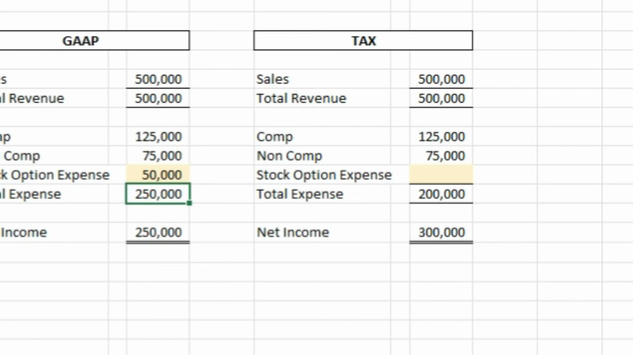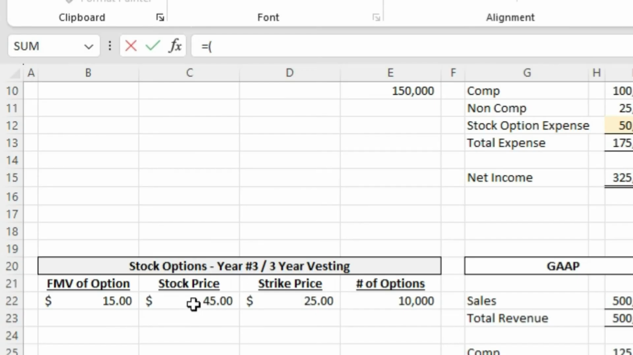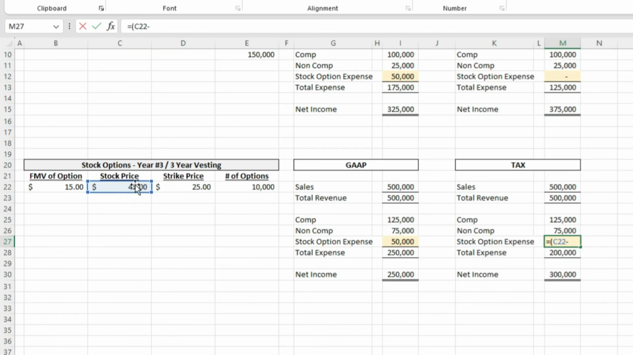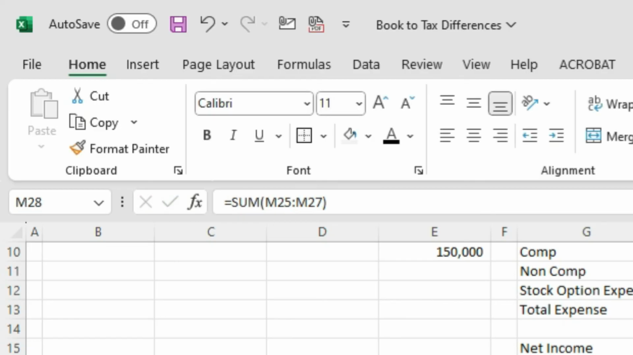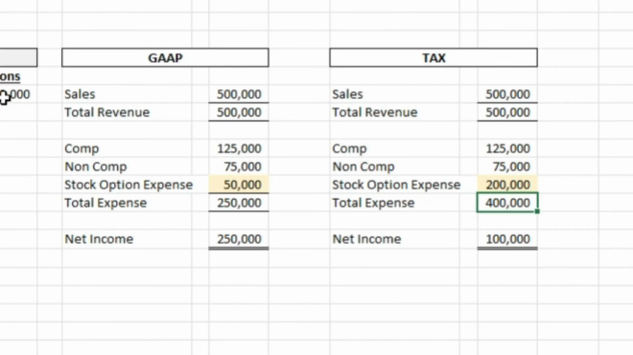So in this scenario, from a tax standpoint, we're going to take our stock price of $45, our strike price of $25, and we're going to multiply the difference, the delta between the stock and the strike price, times 10,000 options. That's the taxable income to the person exercising. This is the stock option expense from a tax standpoint for the business.